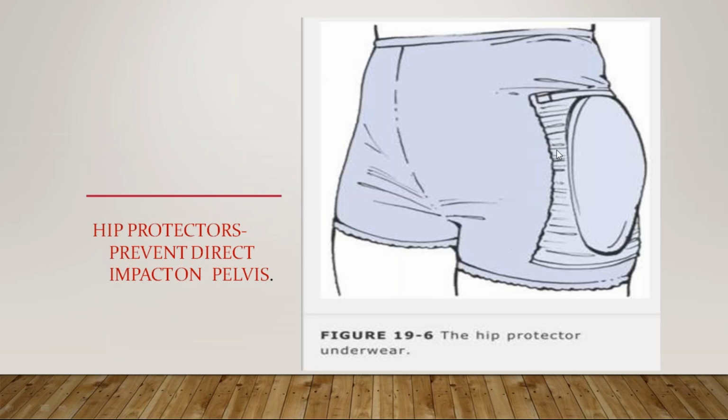Okay, these are the hip protectors. There will be soft, cushion-like products. If any fall happens, it will act with a cushioning effect. So there will be less chance of hip damage, that is, less chance of fractures.